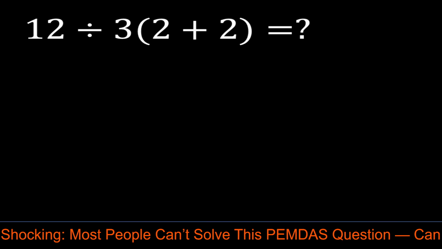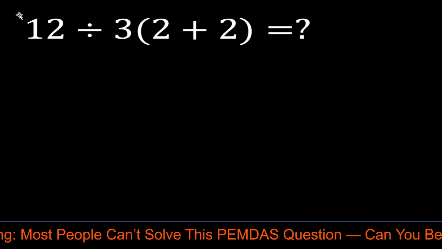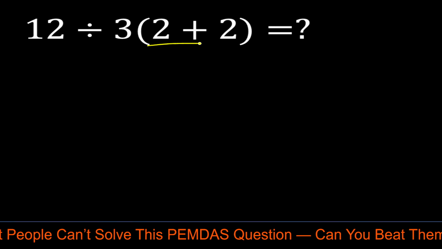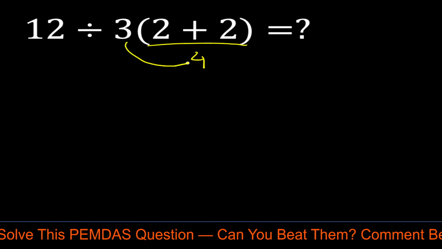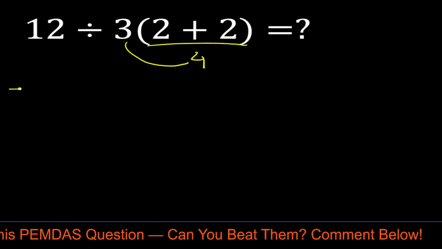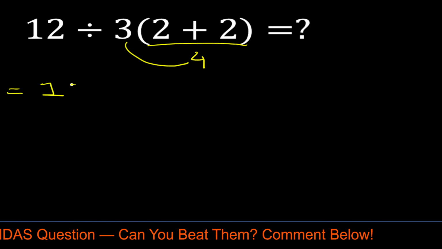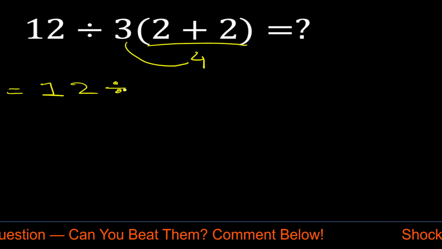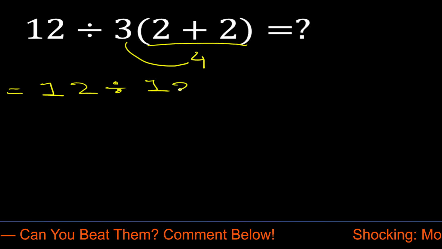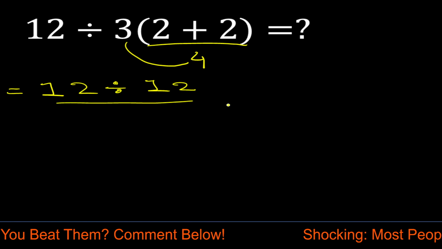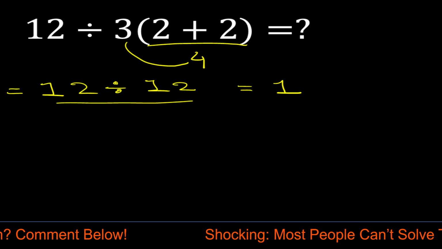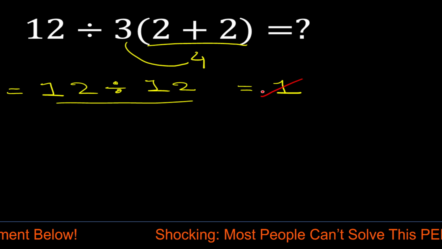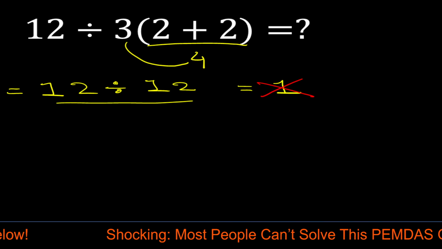So most people solve this question like 2 plus 2 is equal to 4, right? Now 3 times 4 is equal to 12. So 12 divided by 12, right? So now 12 divided by 12 is equal to 1. But this answer is not correct. This answer is completely wrong.